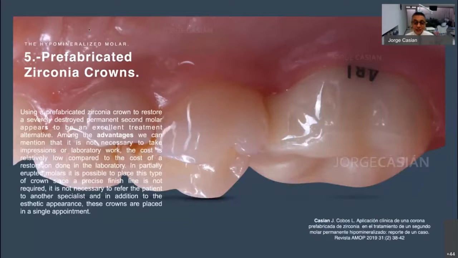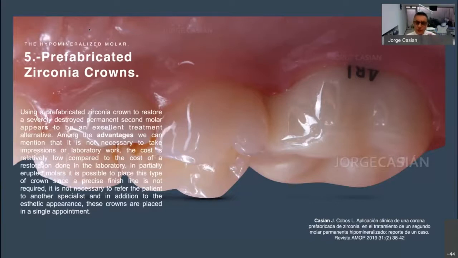All of us know the advantages of using a pre-made restoration on a kid. No impression is needed, no lab work is needed, low cost. Even in partially erupted molars, we can place these restorations because we don't need to take an impression. And the restoration is placed in just one visit. When we talk about pre-made zirconia crowns for permanent molars, our main concern is always the amount of tooth reduction needed to place the crown.